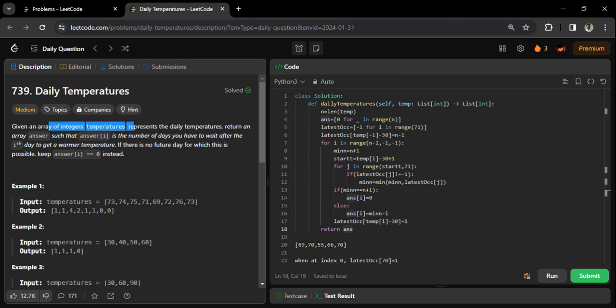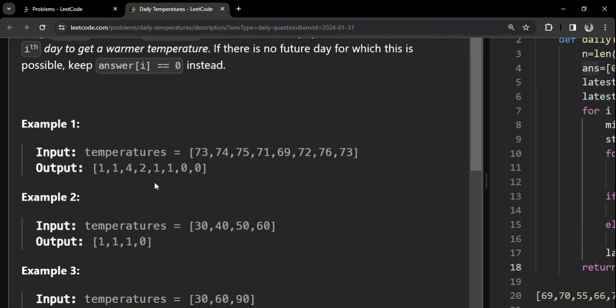Given an array temperatures, which represents the daily temperatures, return an array answer such that answer of i is the number of days you have to wait after the ith day to get a warmer temperature. I will quickly trace it in case you do not understand. The idea here is very simple. Today's temperature is 73, and I am at the 0th day. I will have to wait one day to get a temperature higher than 73, that is 74.